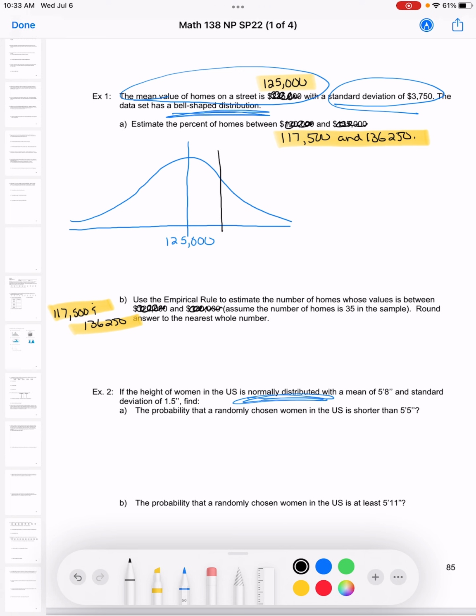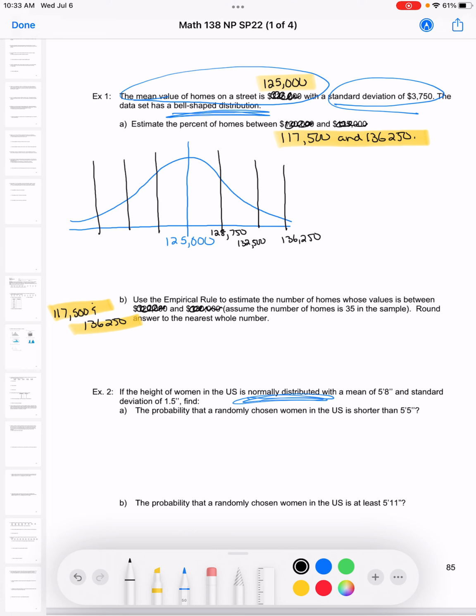So adding the mean plus the standard deviation gives me 128,750. And I've got to do this 3 times. I know we're going to have to squish it in because these are really big numbers. Adding the standard deviation again would give me 132,500. And one more time would give me 136,250.